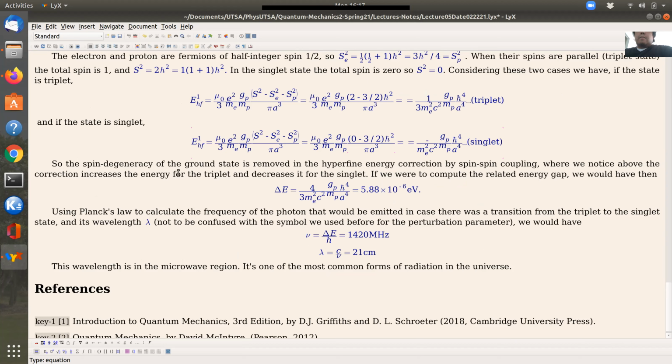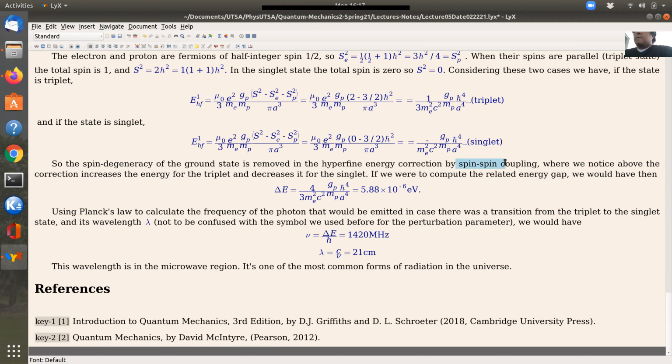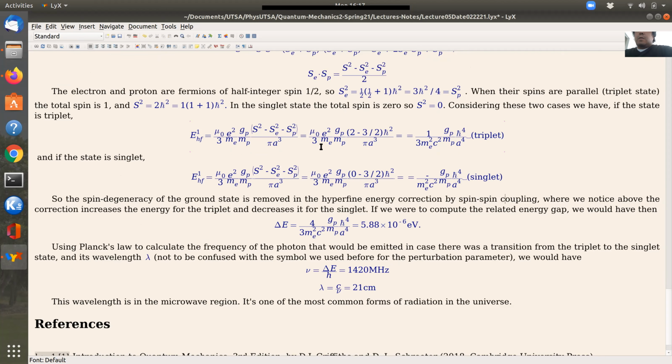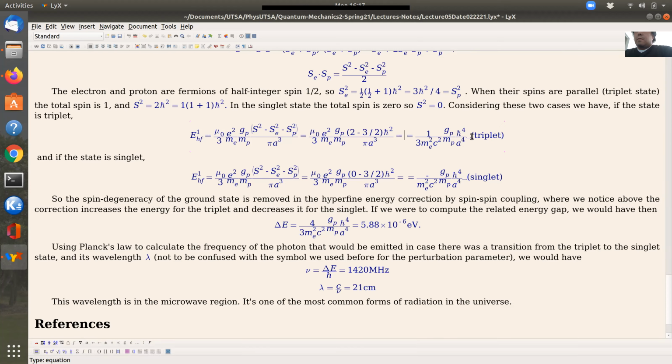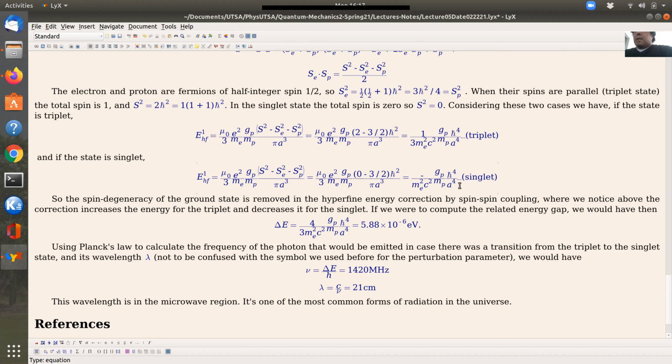Basically, the first point is that the spin degeneracy of the ground state is removed in this hyperfine correction, due to the effect of spin-spin coupling. And if you notice, the energy correction in this case is positive in the triplet case and negative in the singlet case. So for the triplet case where the spins are parallel, the energy increases, and in the singlet it decreases. Moreover, if you were to consider transitions between the singlet state and the triplet state, there would be an energy gap when jumping from one to the other.